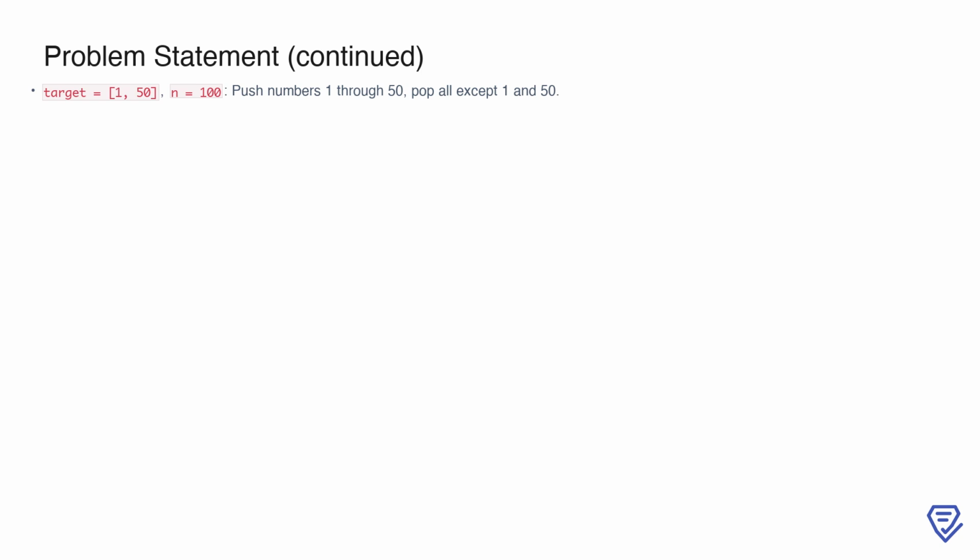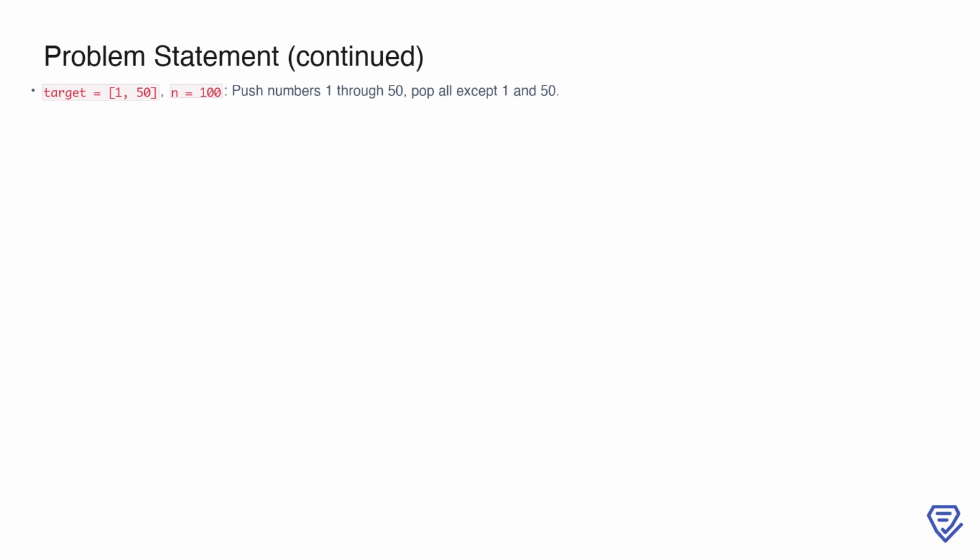Finally, let's consider some edge cases. For example, if the target array is 1, and n is 1, we only need to push 1 onto the stack, resulting in push. If n is much larger, such as 100, we still only push 1 and ignore the rest of the numbers. On the other hand, if the target array is sparse, like 1, 50, with n equals 100, we would push numbers 1 through 50, popping all except 1 and 50. This ensures the stack matches the target while adhering to the range and order constraints. These examples highlight how the solution must adapt to the specific structure of the target array and the range of numbers provided.